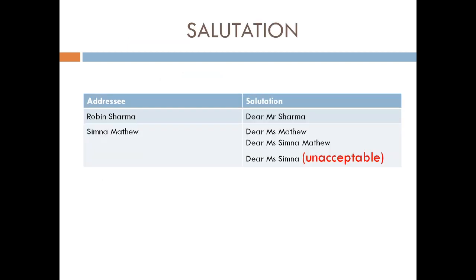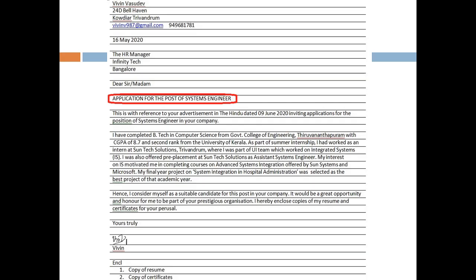Different forms of salutation. If the employer's name is Robin Sharma, address him as Dear Mr. Sharma. You are using the last name of that person. If it is Simna Matthew, you can use Dear Miss Matthew or Dear Miss Simna Matthew. That is the complete name or the second name. However, using the first name of a person for salutation is unacceptable.